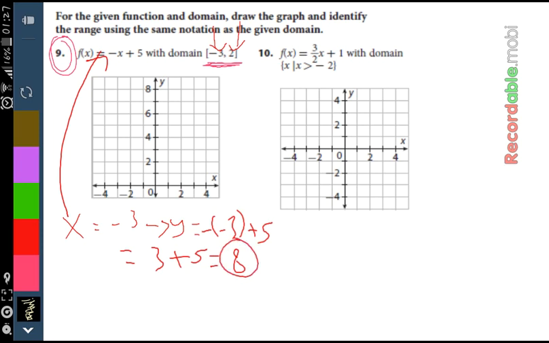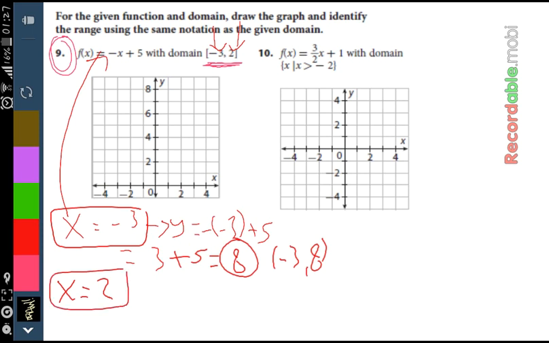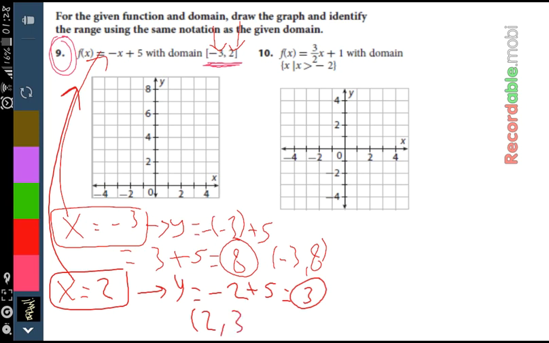So the first ordered pair here is -3 and 8. This is the first ordered pair. At x equals -3, the y value is 8. Secondly, I would like to find the y value for x equals 2. So substituting back again in the relation, y equals -2 plus 5, and it gives you 3. So the second ordered pair here is 2 and 3.